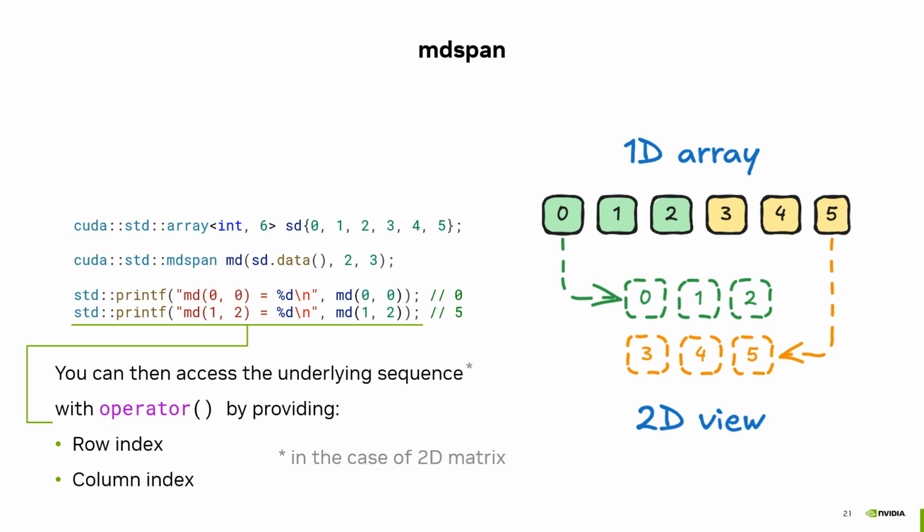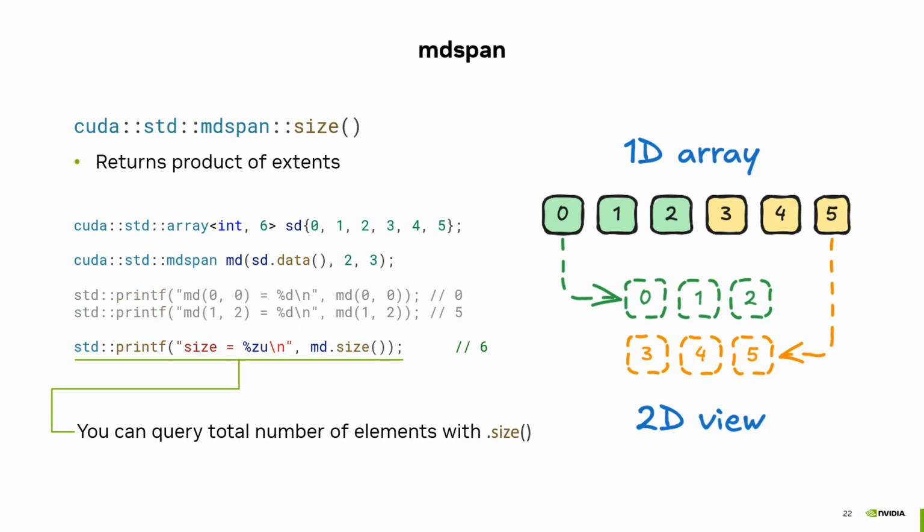Once the mdspan is set up, you can access the underlying sequence using parentheses. Just supply the row and column indices, starting with 0. For example, passing md(1, 2) returns the element of the second row, third column, so a value of 5 in our case. Besides the direct element access, mdspan also provides some handy helper functions. For instance, calling md.size() returns the total number of elements in the view. In this example, that would be 6.